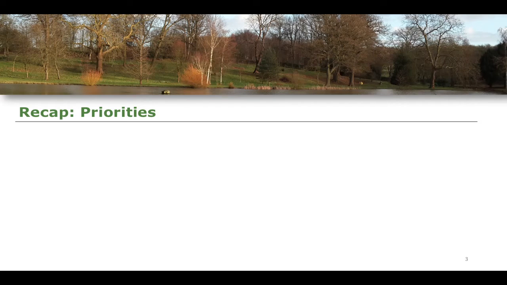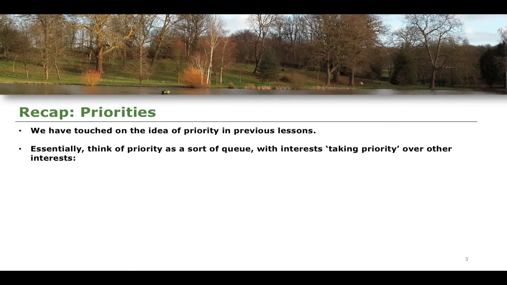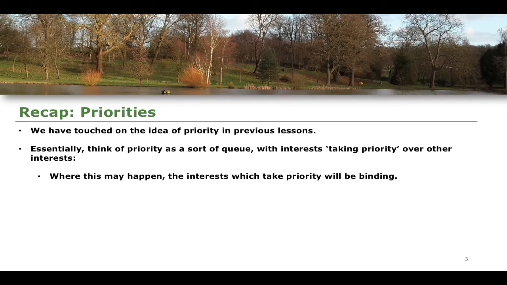So we've talked about priority before, and it's something that is quite difficult for at least some newer law students to really get their heads around, because the idea of priority is essentially a bit like a queue of interests which exist. Okay, some interests take priority over other interests, simple as that. Where one interest takes priority over another interest, the interests which take priority are the ones that will be binding onto others.